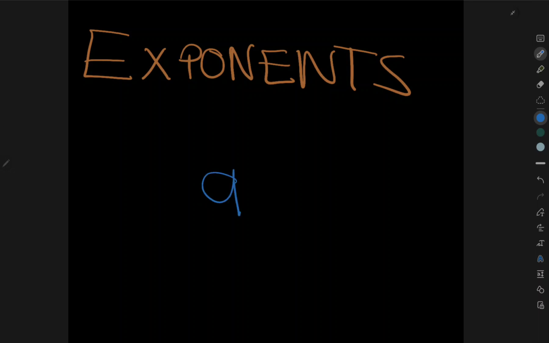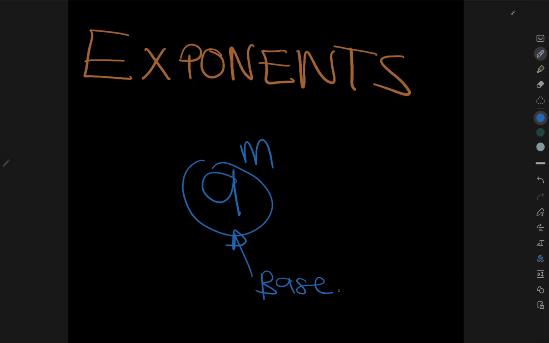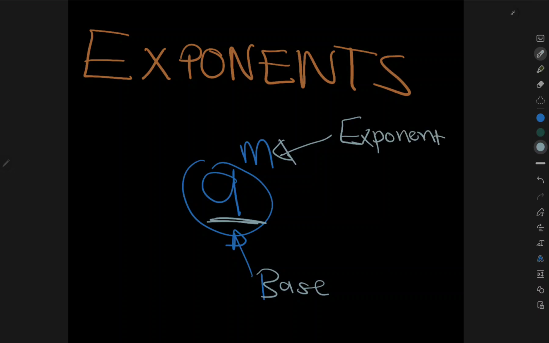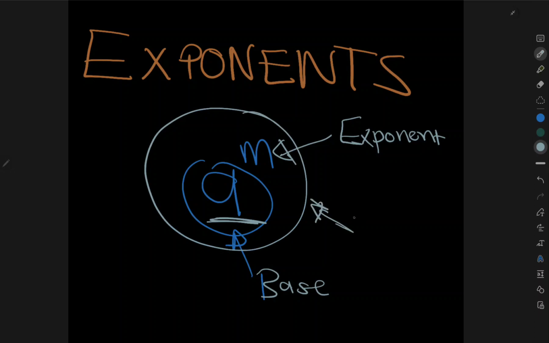So we have a here, and let's say this a is raised to the power of m. In contrast, a is what we call a base. So our a is referred to as the base, and our m is what we refer to as the exponent. And the combination of the two is referred to as the power.